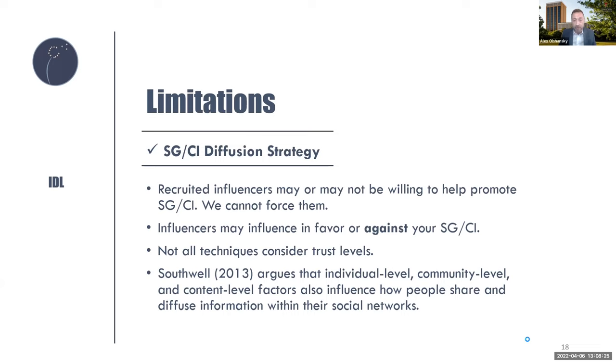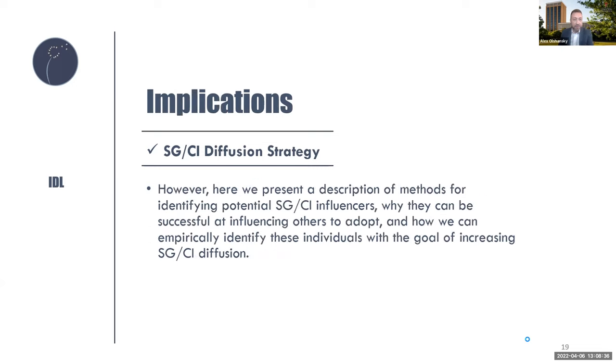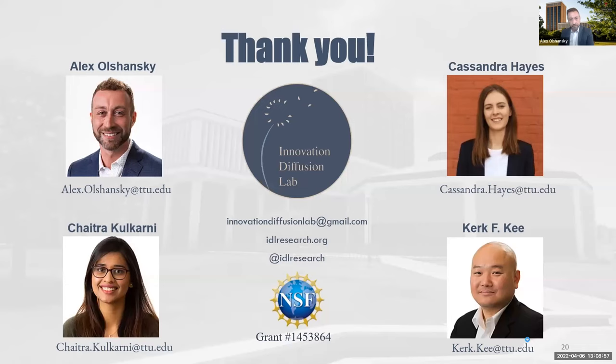So these influencers are operating within complex ecosystems where there are many different factors that influence how people adopt and share and diffuse technologies. However, here we present a description of methods for identifying potential science gateways and CI influencers, why they can be successful at influencing others to adopt, and how we can empirically identify these individuals with the goal of increasing science gateways and CI diffusion.